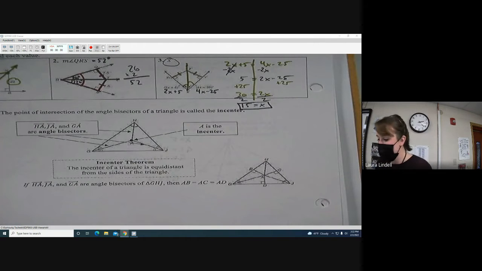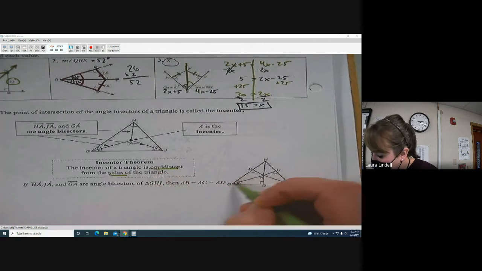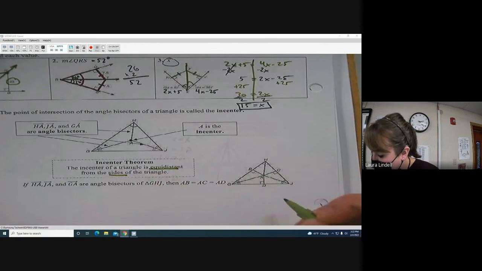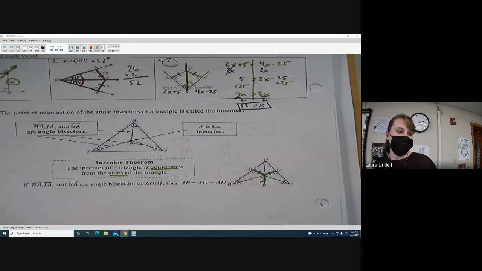So over here, if these are all angle bisectors, that means that AC, AB, and AD, all three of these distances are the same. And the interesting thing with this is kind of like yesterday we did with the circumcenter.